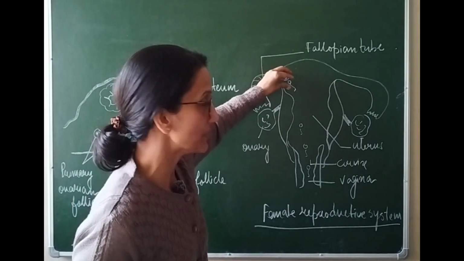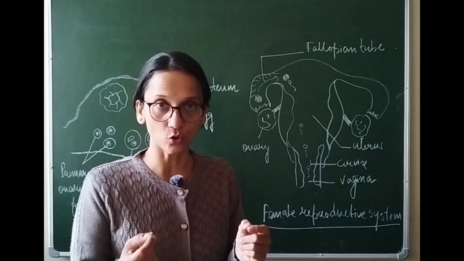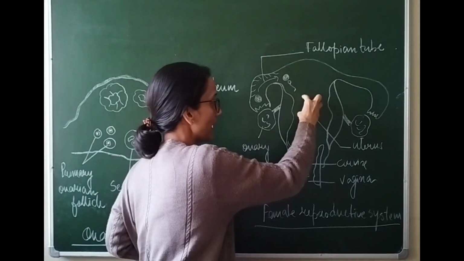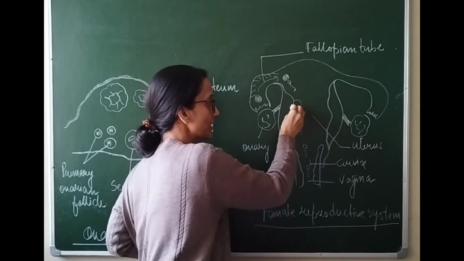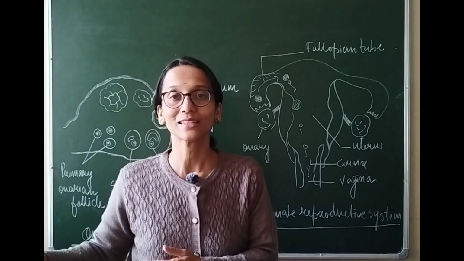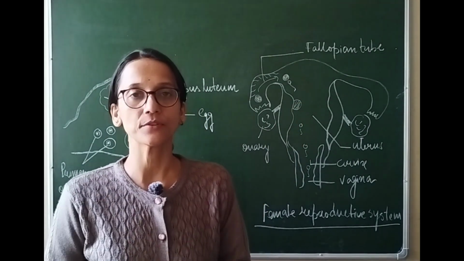So once it happens here, then the zygote, which is formed by the fusion of male and female gamete, will slip down and remain here in the uterus. It will remain attached to the wall of the uterus and will remain here for the next 9 months until it is delivered out of the body.